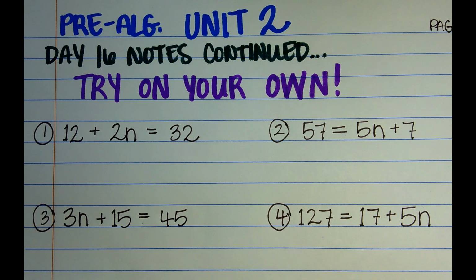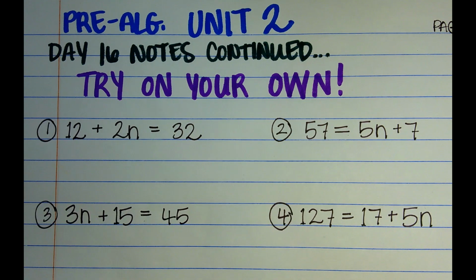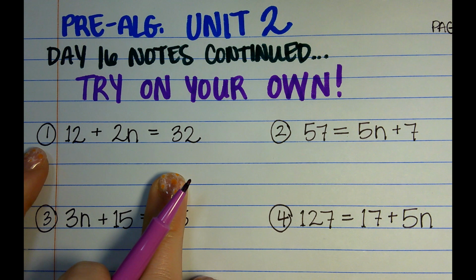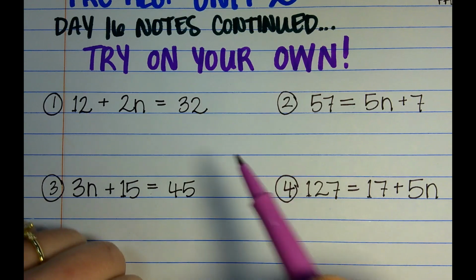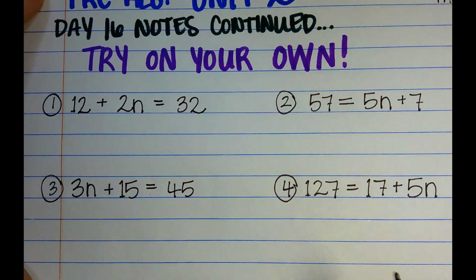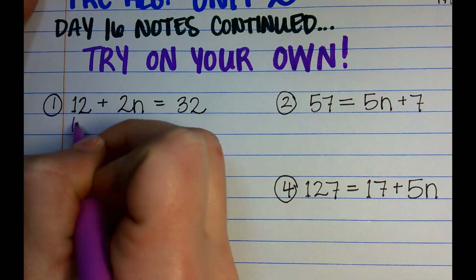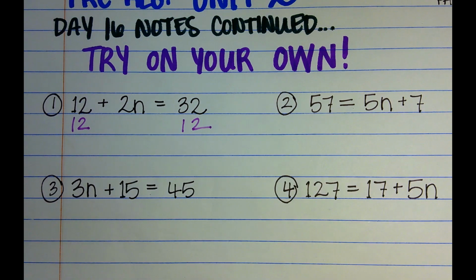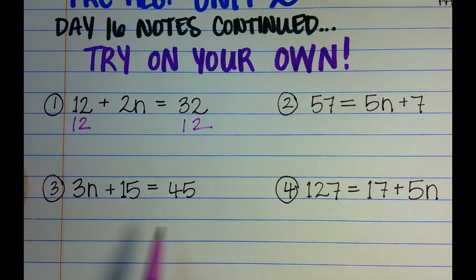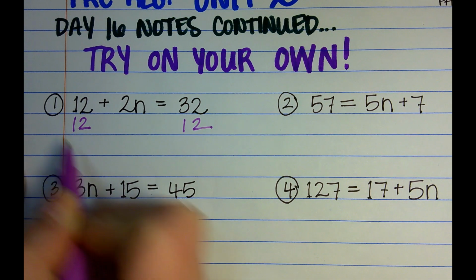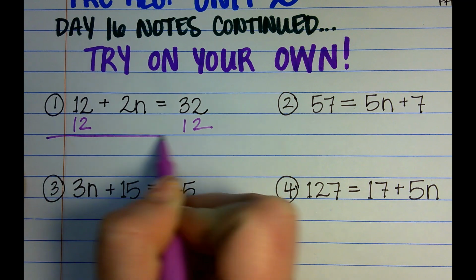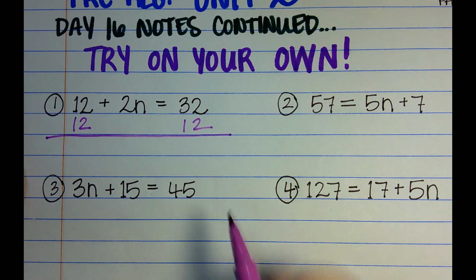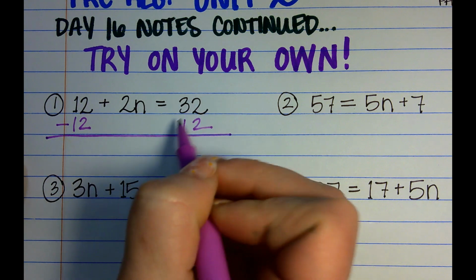So I had you guys try these on your own. Let's look at number 1. Who wants to guide me through how to solve number 1 for n? You will take 12, put it under the 12, and then you'll take that 12 and put it under 32. Okay, now you want to draw your lines, the long line underneath. Now, what am I doing with 12? Subtracting. Okay. Now, how did you know we were subtracting?